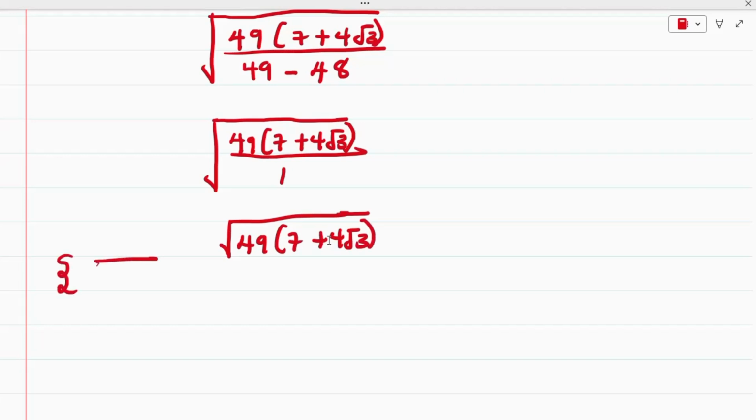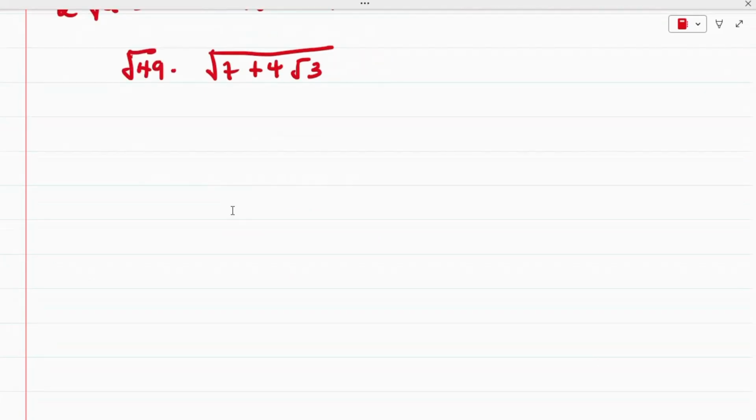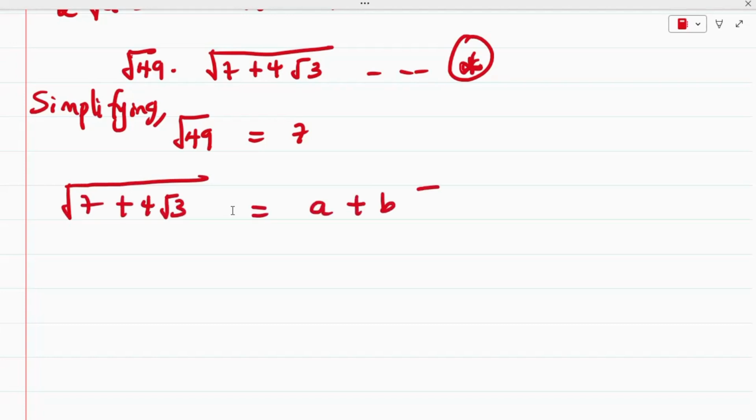But we recall that if we have the square root of a multiplied by b, this is equal to the root of a multiplied by the root of b, right? So from here we have the square root of 49 multiplied by the square root of 7 plus 4 root 3. We want to simplify this separately. The root of 49 is equal to 7. Let's call this equation star. So we have this to be 7. Then we have the square root of 7 plus 4 root 3. We want to assume that this is equal to a plus b root 3.